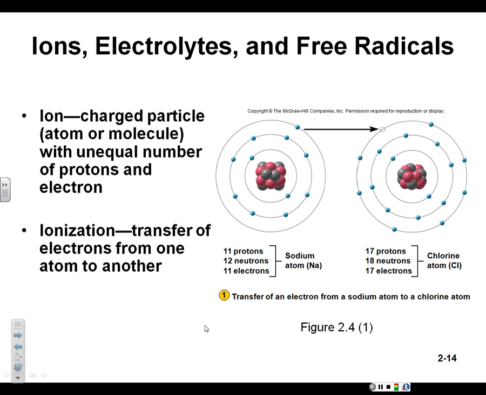So if it loses 1, will it be stable? Yes, because the next orbital has how many? 8. What would make chlorine stable? What's chlorine's valence? It needs to gain 1, right?